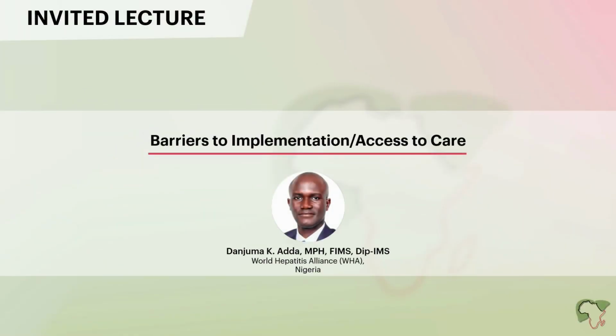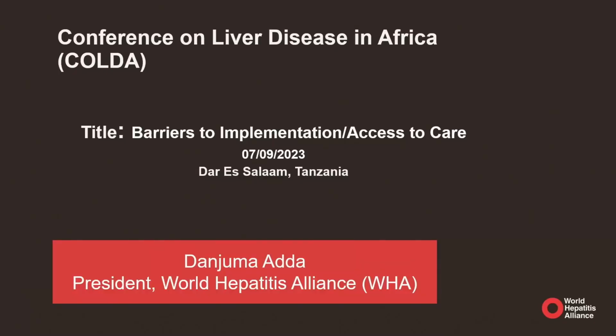In his bio, he's a Nigerian prince, an accomplished public health expert on a mission to raise awareness about hepatitis, but he's also the president of the World Hepatitis Alliance. And I think being the first African to be the president of the World Hepatitis Alliance, he pledges also to help Africa in elimination of hepatitis. Thank you for being here, Danjuma. Thank you for inviting the World Hepatitis Alliance.